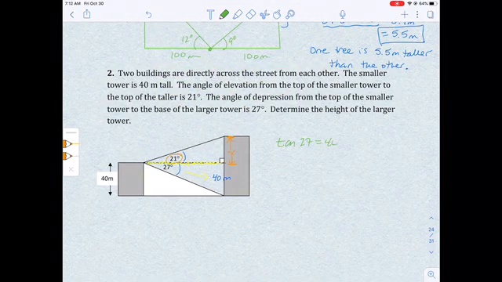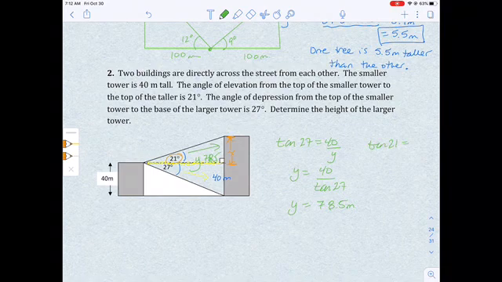is equal to 40 over, let's call that y. And therefore y would be 40 divided by the tan of 27, which is equal to 78.5 meters. And once I know that value, I can then find x.